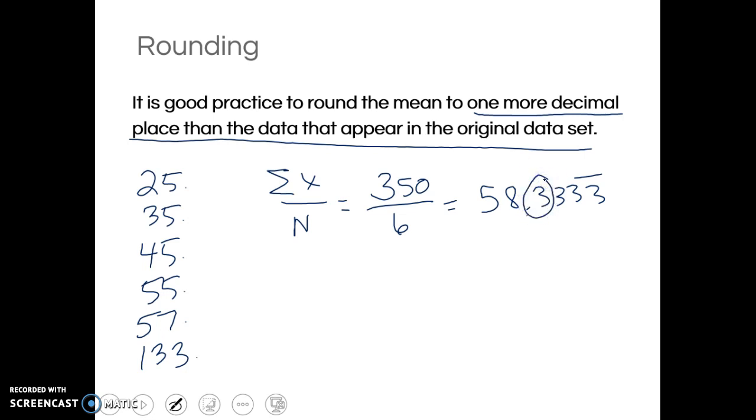So if we round to the first decimal place, that's 3. We look at the number in the second decimal place, which is also 3, and that tells the 3 to stay at 3. So we round to one decimal place. If all of your numbers in the data set went out to one decimal place, then you're going to round to 2 decimal places. If all of your data was 2 decimal places, you'd round to 3, so on and so forth.